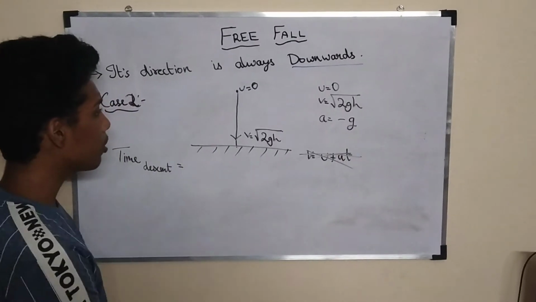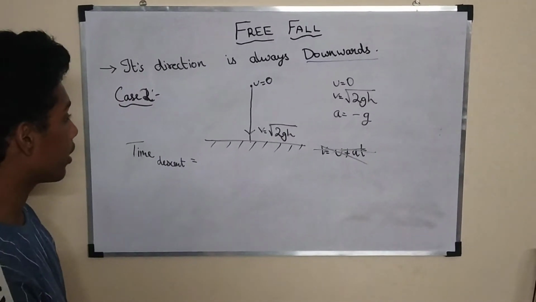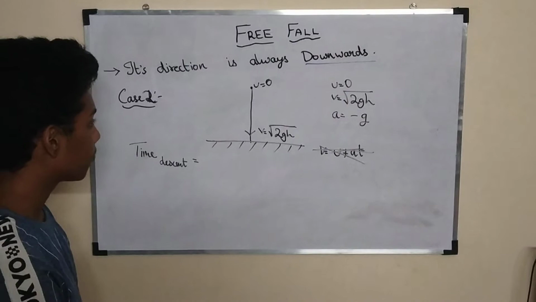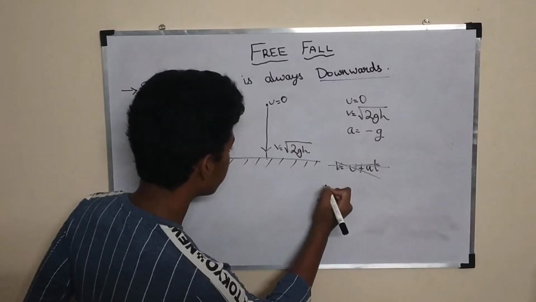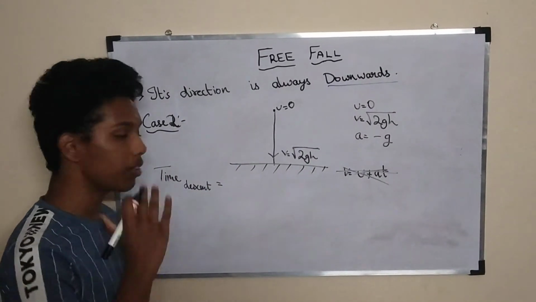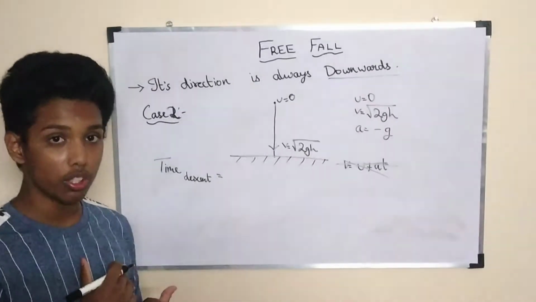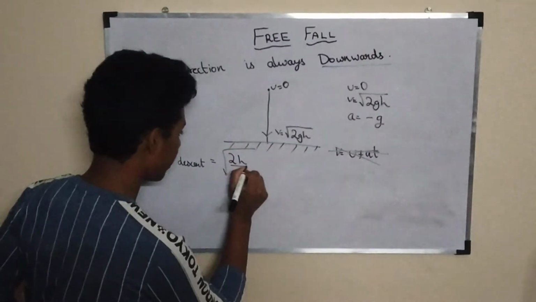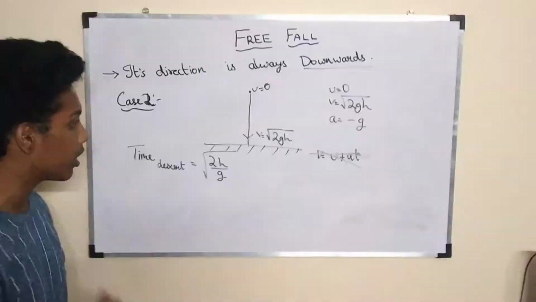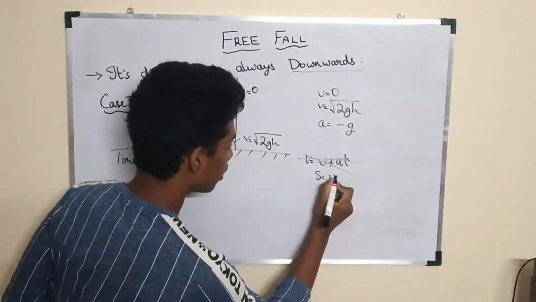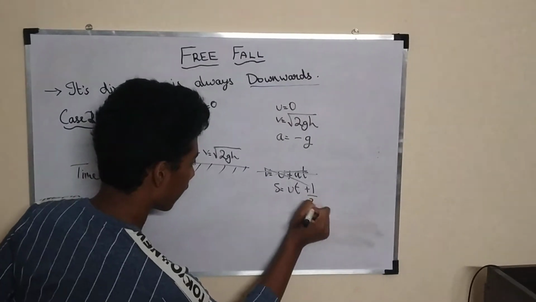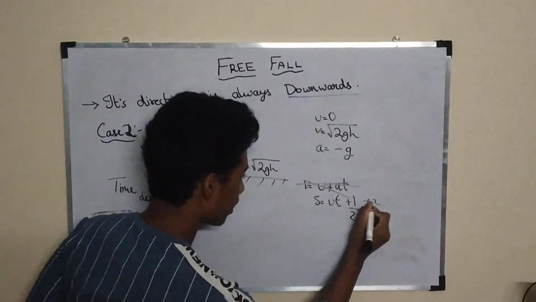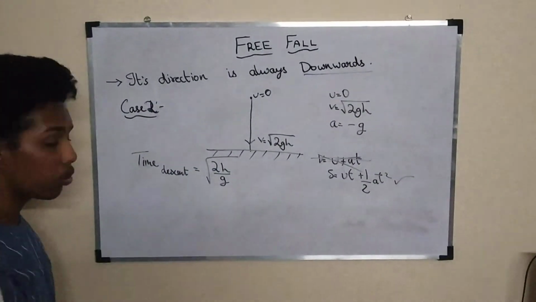So the second equation, if you use s equal to ut plus half at square, we can get the time of descent as root 2h by g, right? So you must use s equal to ut plus half at square. So this is the correct formula. Already we have used it and got root 2h by g.